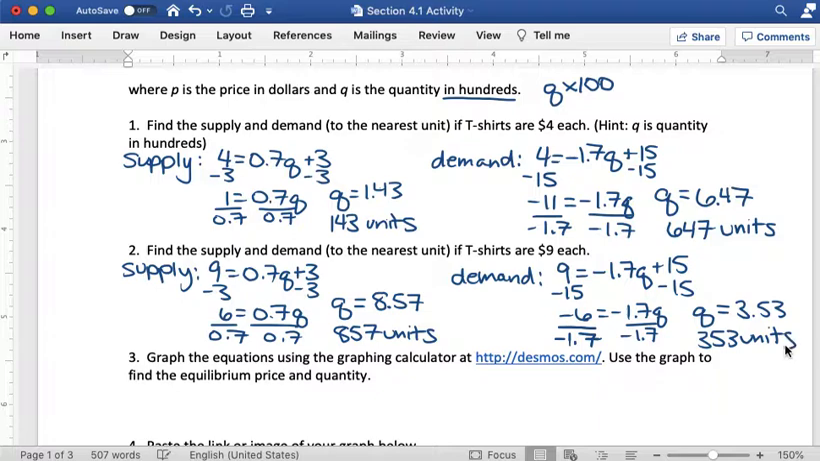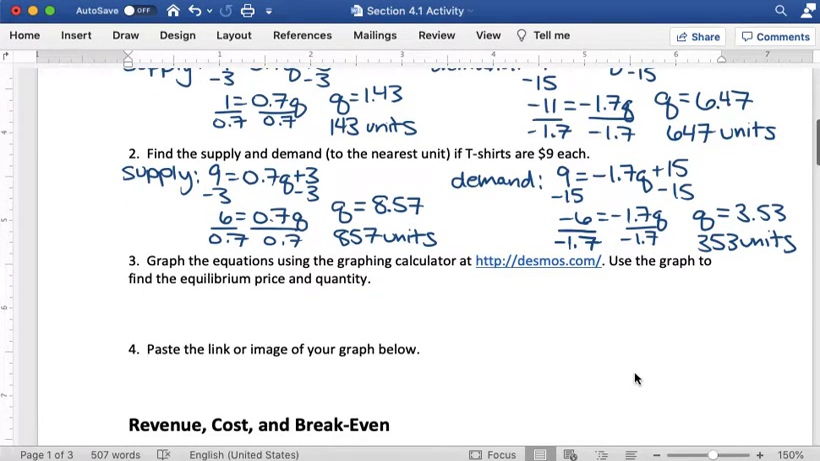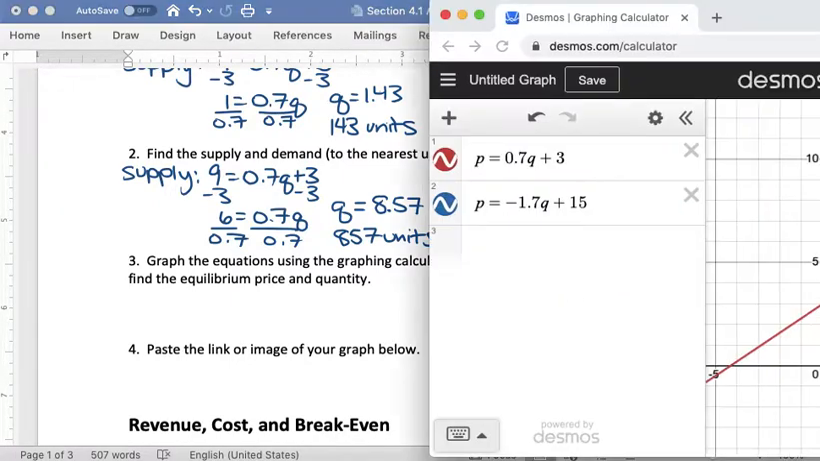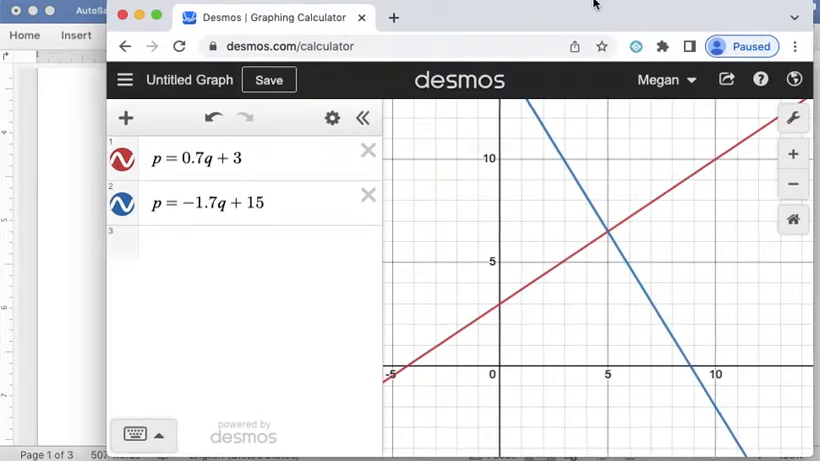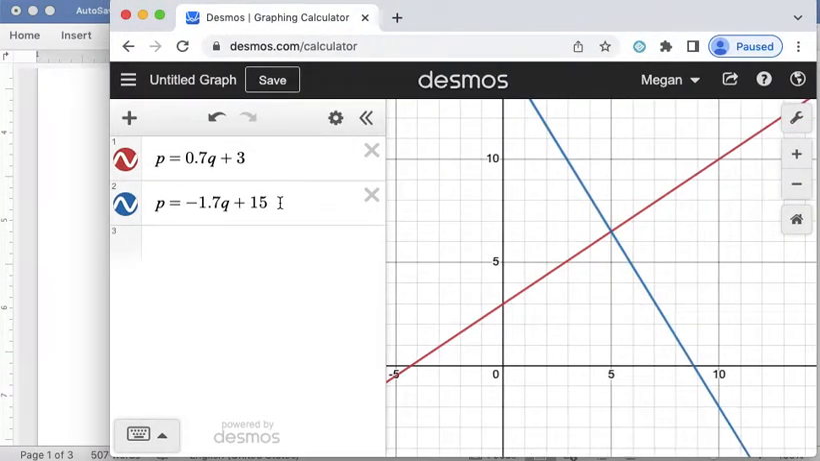Okay. Now, number 3 says to graph the equations using the graphing calculator and use the graph to find the equilibrium price and quantity. So I already have my equations graphed here. Let me bring that over. I just typed the equations in on the left side and then moved the graph a little bit so that I could see the intersection point. We talked about doing this already. Click on the point and the coordinates will pop up. So I see that the coordinates are 5, 6.5.